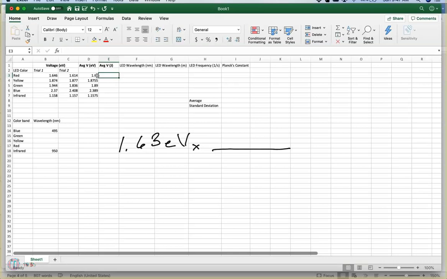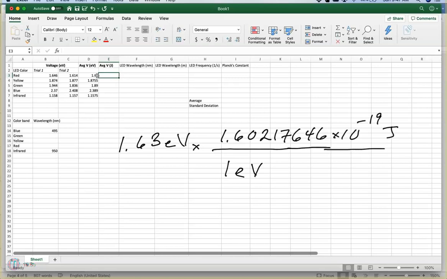So if I have 1.63 electron volts for red, I know for every 1 electron volt, that would be equivalent to 1.602176646 times 10 to the negative 19th joules. And so what we can see, to make sure I don't mess up, is that my units for electron volts cancel out, and I'm left with the units I want, which is joules, which is exactly where we're going with this.